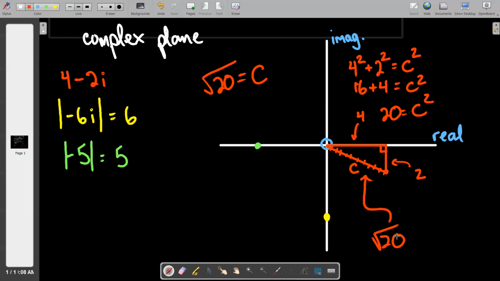Now, we don't like that answer. Why? Because it can be broken down, simplified. So I'm going to break down my square root of 20 into the square root of 4 and the square root of 5. And remember, it's not a 4 and a 5. It's a root of 4 and a root of 5. So what answer would I type in? That's it. So we can say that the modulus, or the absolute value of the complex number 4 minus 2i, equals exactly 2 root 5. That's its physical distance from center to here.